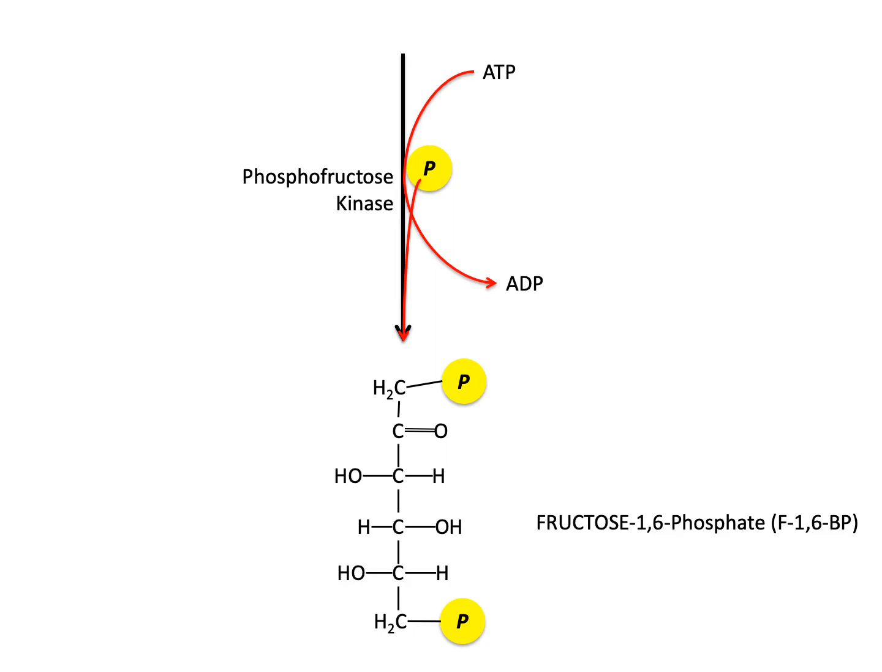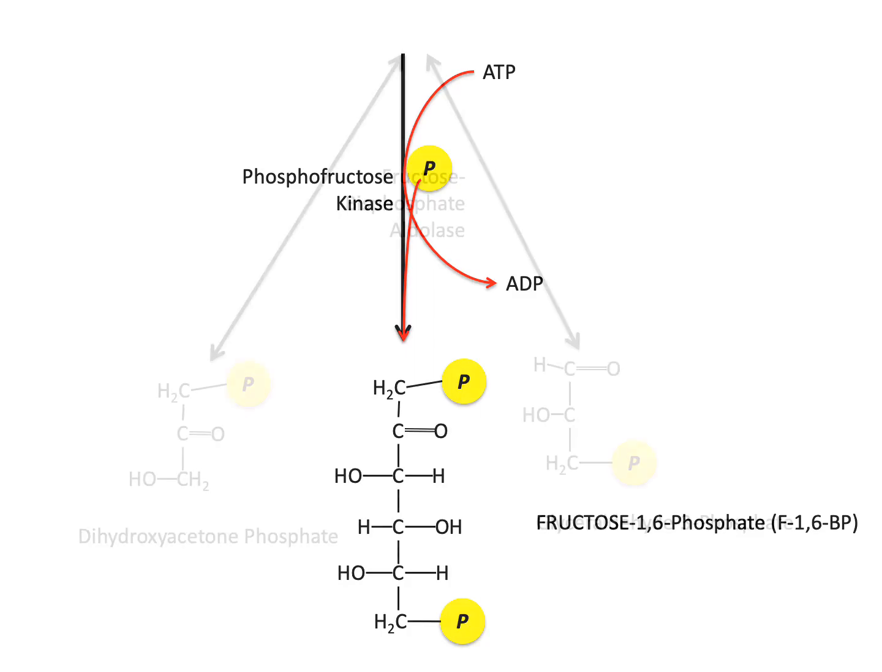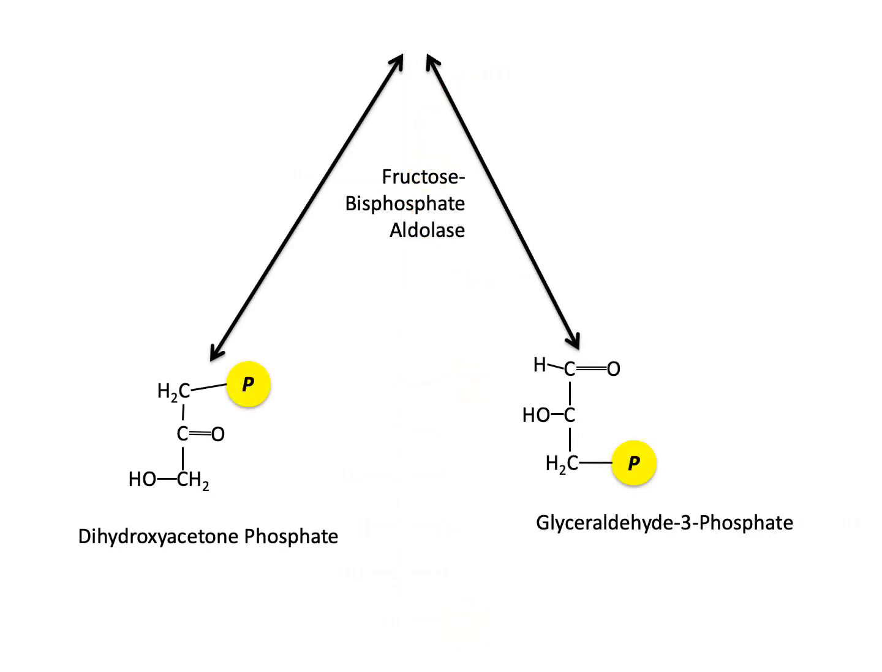Fructose 6-phosphate interacts with PFK, stripping a phosphate from ATP, sticking it onto the first carbon, forming what's referred to as fructose 1,6-bisphosphate, or F16BP. This fructose 1,6-bisphosphate, with fructose bisphosphate aldolase, forms dihydroxyacetone phosphate and glyceraldehyde 3-phosphate. We've gone from having a 6-carbon sugar to now having 2 3-carbon sugars.